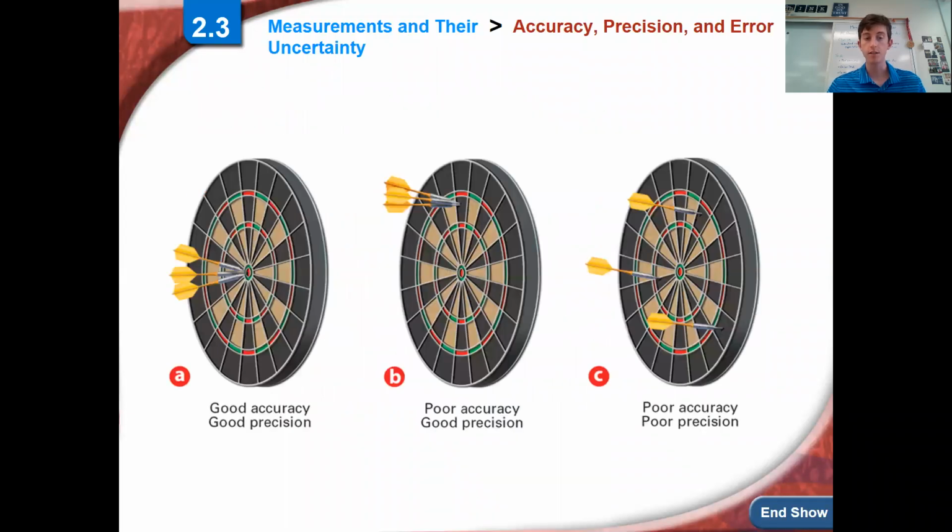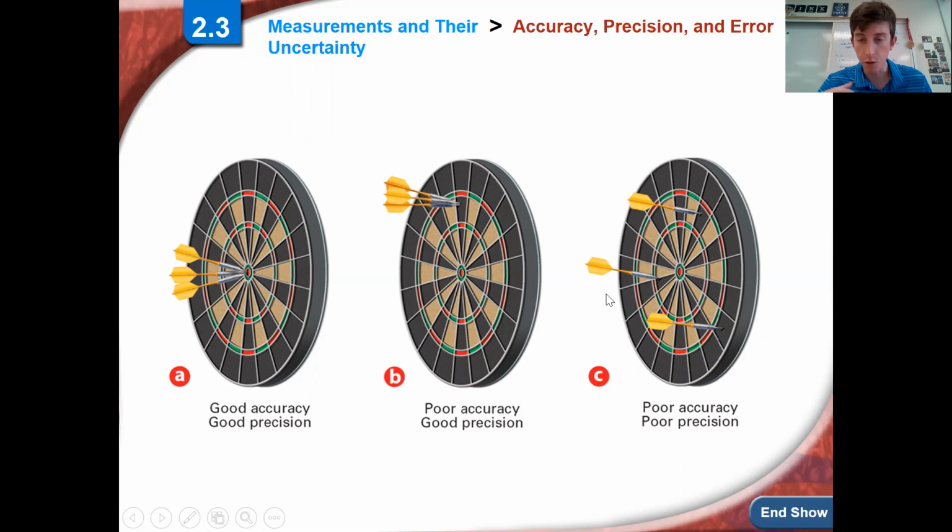So with these, the first one is accurate and precise because they hit the bullseye, they got the right value, and they did it 3 times. On this one, on part B, or picture B, they were precise but not accurate. They didn't hit the bullseye, but they did the exact same spot 3 times in a row. On C, they just stink. They didn't get the right value, or they didn't get the bullseye, and they were not consistent whatsoever.